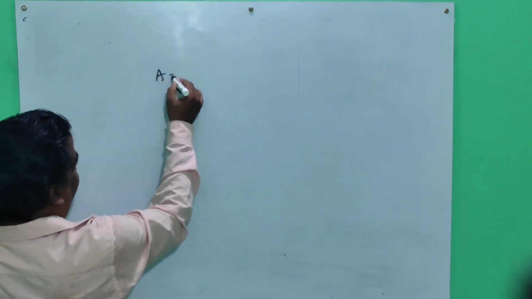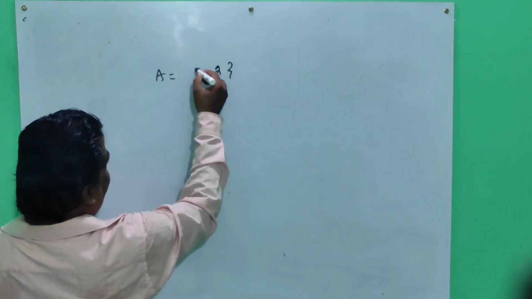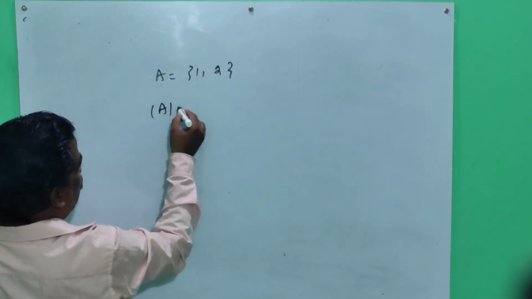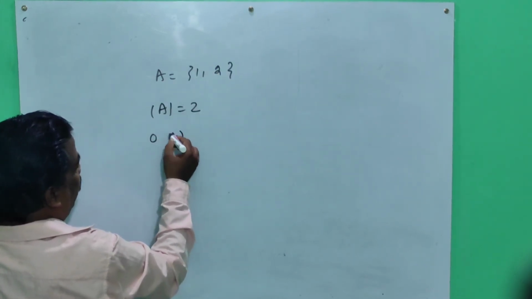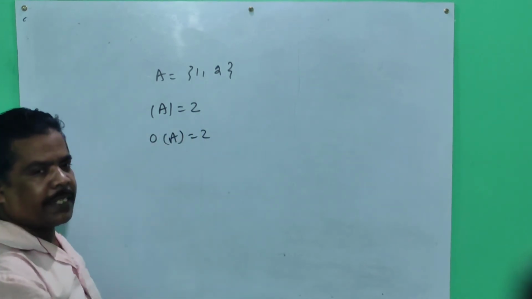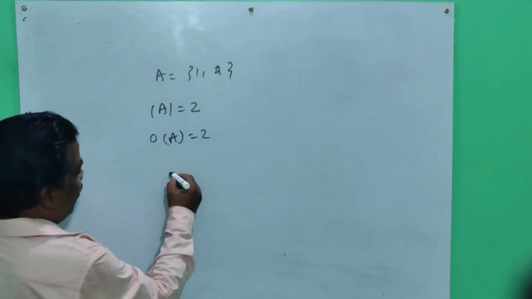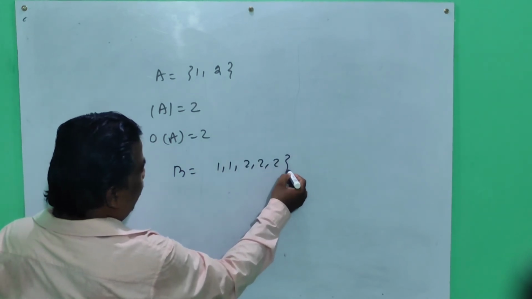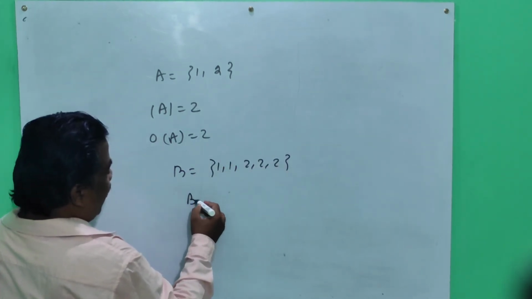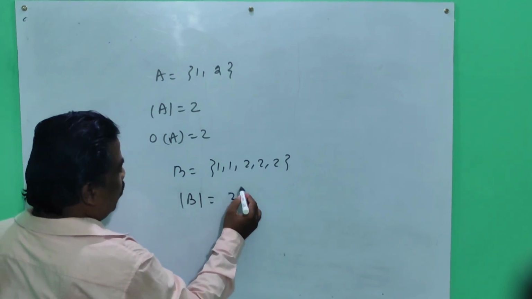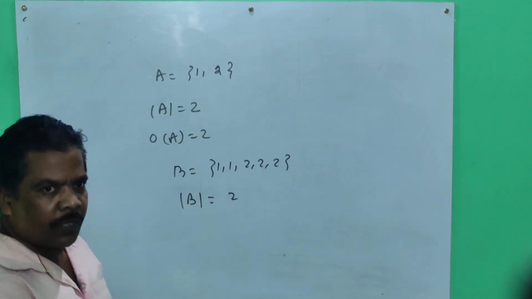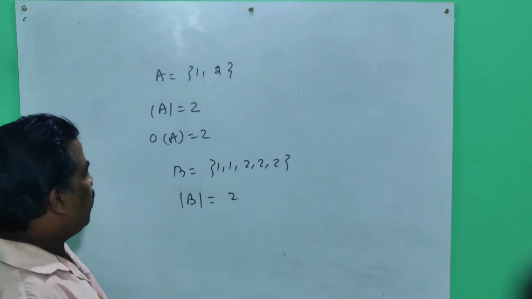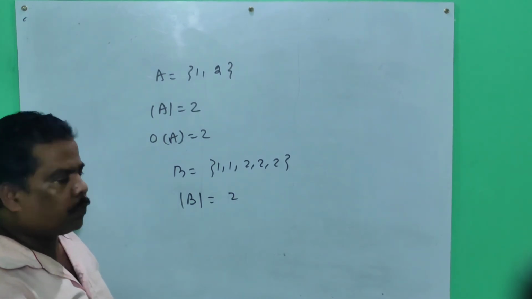Suppose a set contains 2 elements, then its cardinal number is equal to 2, or the order of A is equal to 2. This means a set containing 2 elements. Now write B is equal to {1, 1, 2, 2, 2}. Here the cardinal number of B is 2. It contains 2 elements. So the cardinal number is equal to 2.